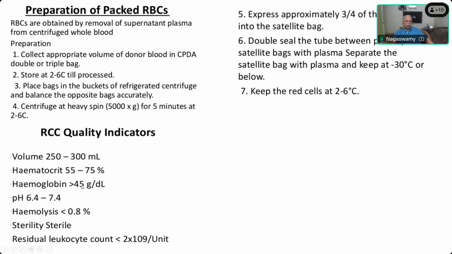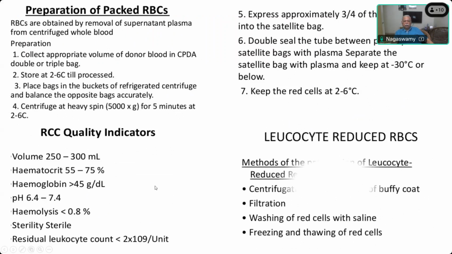There is no diluent in that, and so the hemoglobin concentration is very high, and the pH is between 6.4 to 7.4. There is a possibility of mild hemolysis occurring, which should be less than 0.8%, and it should be quite sterile, and very minimal leukocytes can be there. Residual leukocytes will be less than 2 × 10^9 units per unit.